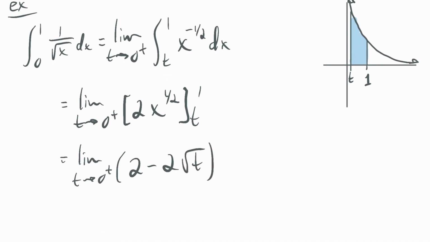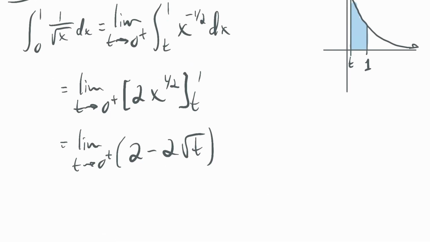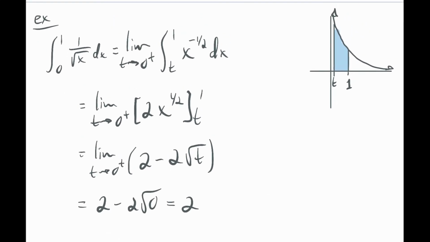Now since t is going to 0, that's in the domain there, so let's just plug it in. 2 minus 2 times the square root of 0, we get 2. So this one does exist. This might suggest something to you: when p is less than 1, here p is 1/2, maybe the type 2 integrals are always going to exist. There's probably a formula we could work out, but we're not going to need it later, so we're not going to bother doing that at this point.